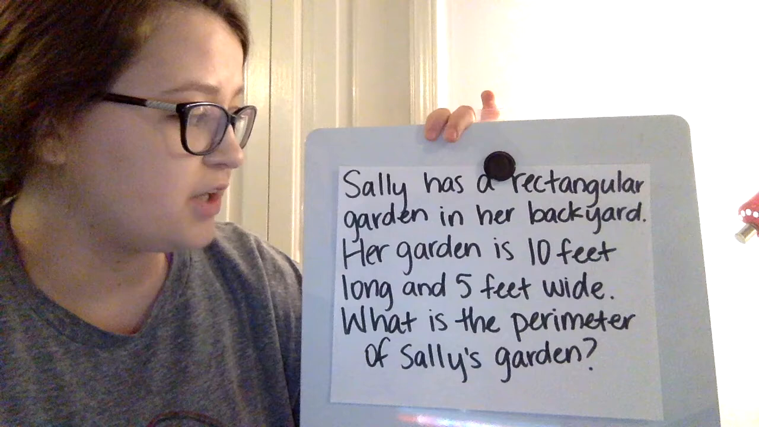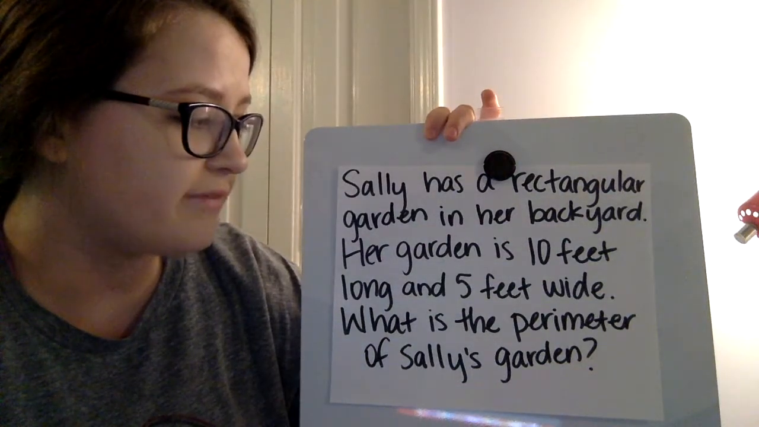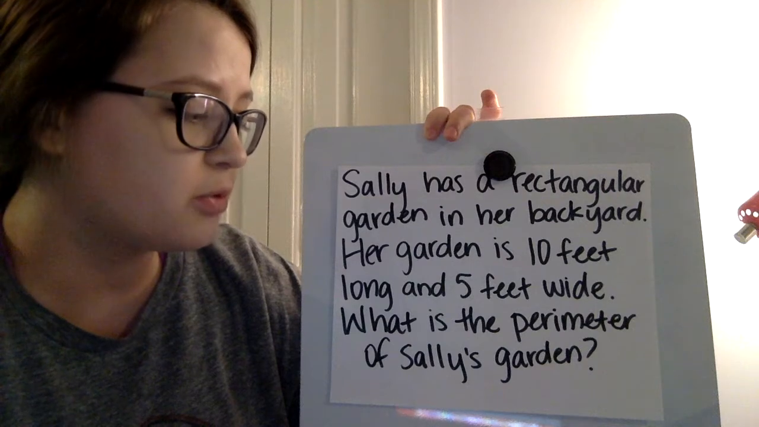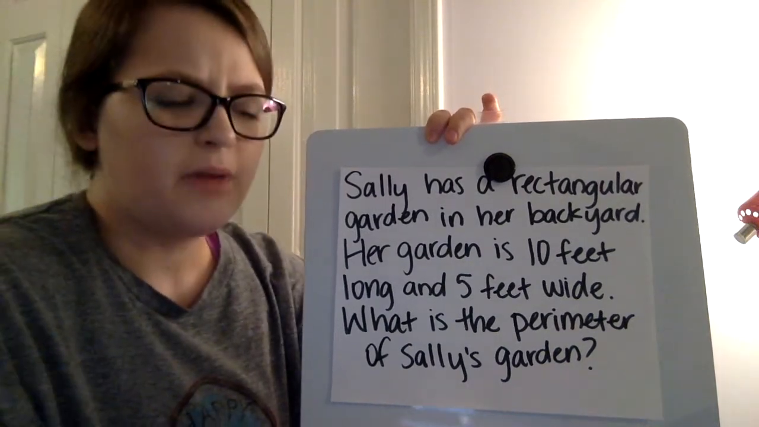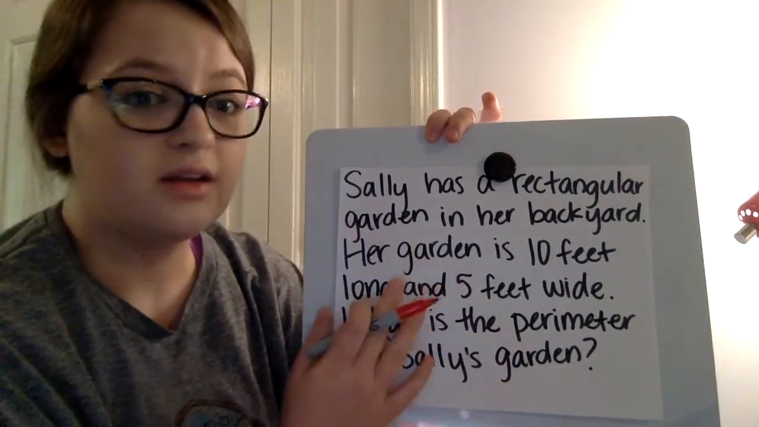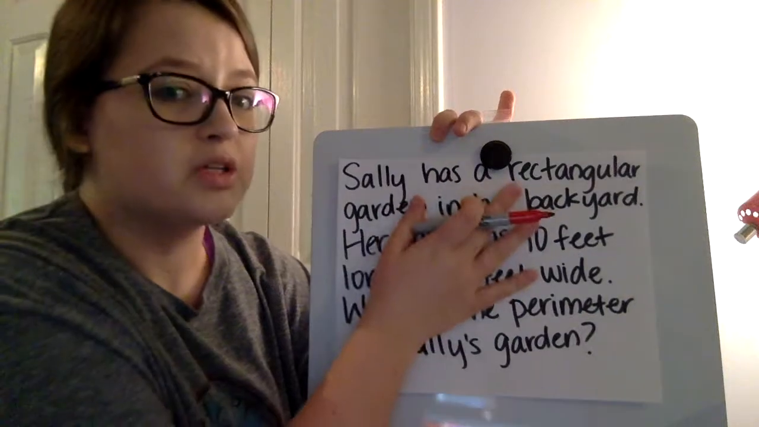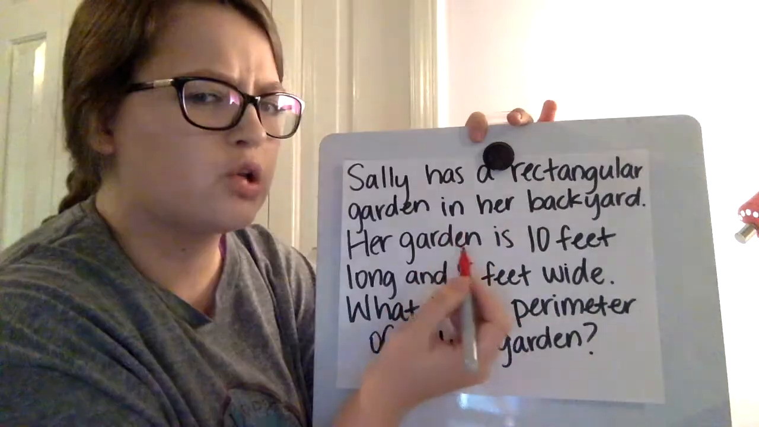Sally has a rectangular garden in her backyard. Her garden is 10 feet long and 5 feet wide. What is the perimeter of Sally's garden? So now I'm going to go back, and I know there were some important things in there, so I'm going to go back and I'm going to underline, and I'm going to point out what's the important stuff that we need to use. So Sally has a rectangular garden.